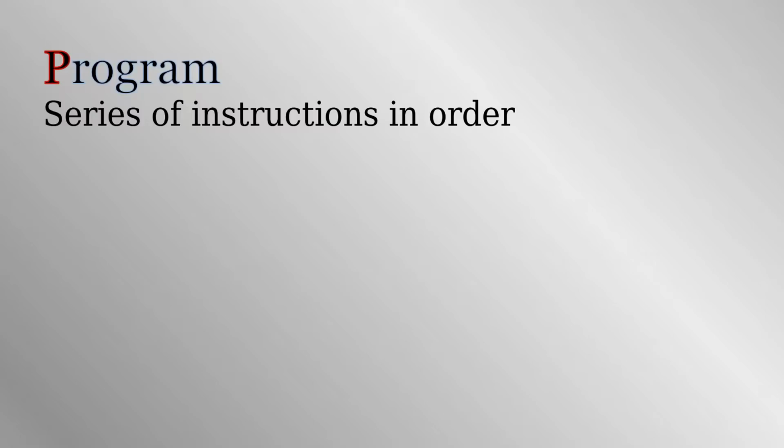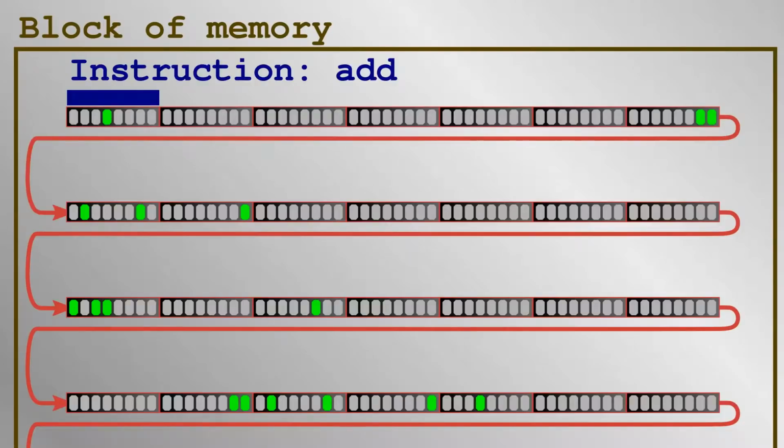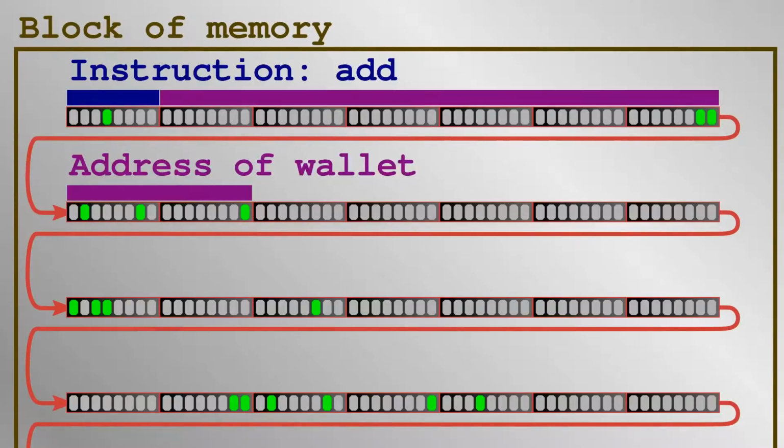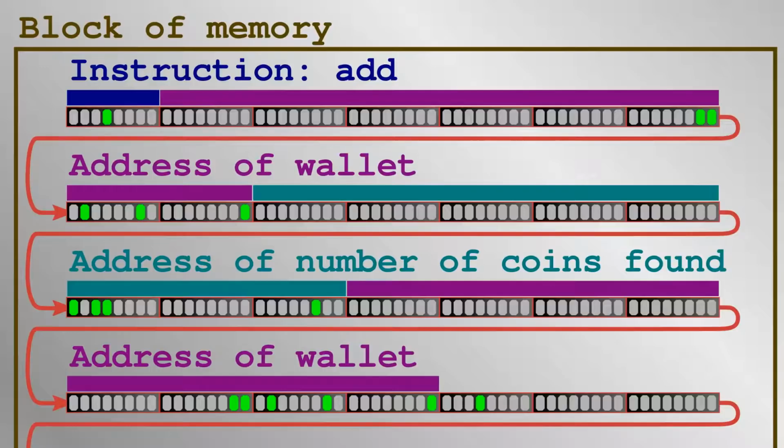A computer program is a collection of instructions and addresses to be done in order. The computer goes from instruction to instruction to make the program run. Let's look at a specific example, part of a game, which is just a program after all, where the player has a wallet with coins in. This is what the contents of memory might look like. Byte number 0 is the instruction to add. Then come two addresses: the address of the wallet total and the number of coins the player has just found. The third address is the wallet again. After the addition, the wallet total will be overwritten.